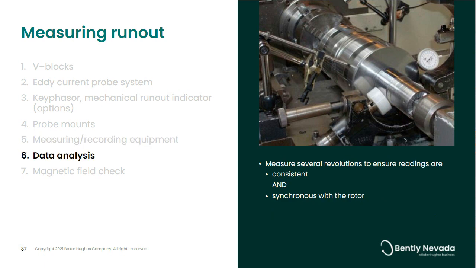So yes, for data analysis, again, make sure that you're doing several revolutions, making sure that the readings are consistent, or putting it in a different way, synchronous with the rotor. When I say that, it's basically saying that it's repeatable, so that you're seeing the same markings or the same defects or deviations in the same spot on the rotor as it goes around. If you're seeing changes, if you're seeing different types of readings, you need to go back to the previous couple of steps and do some troubleshooting.